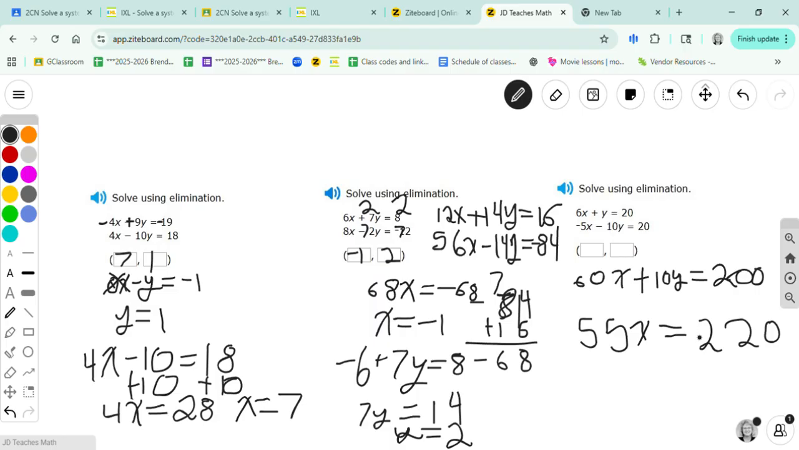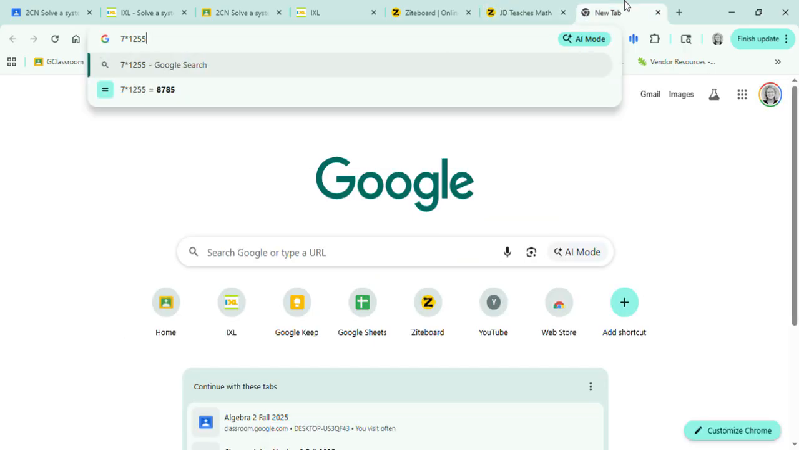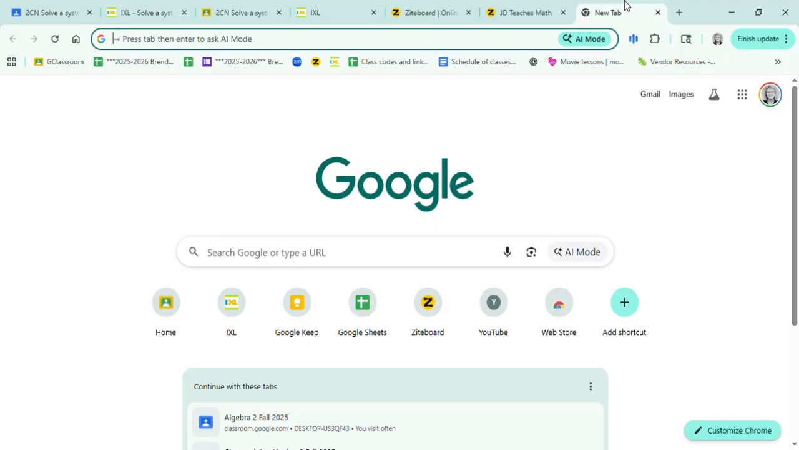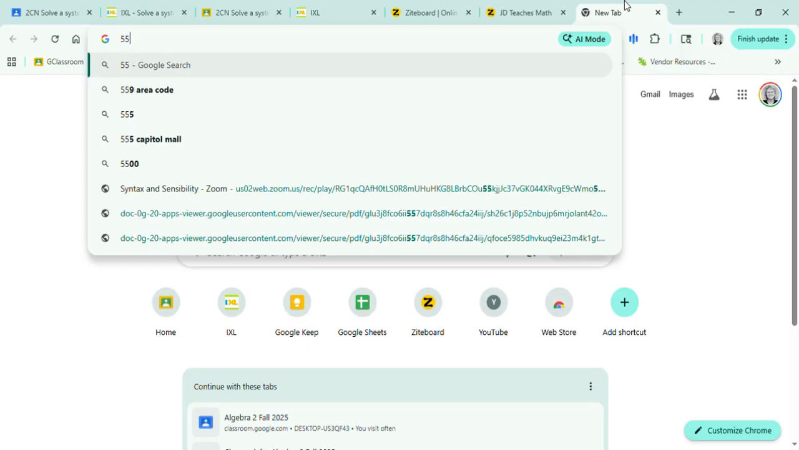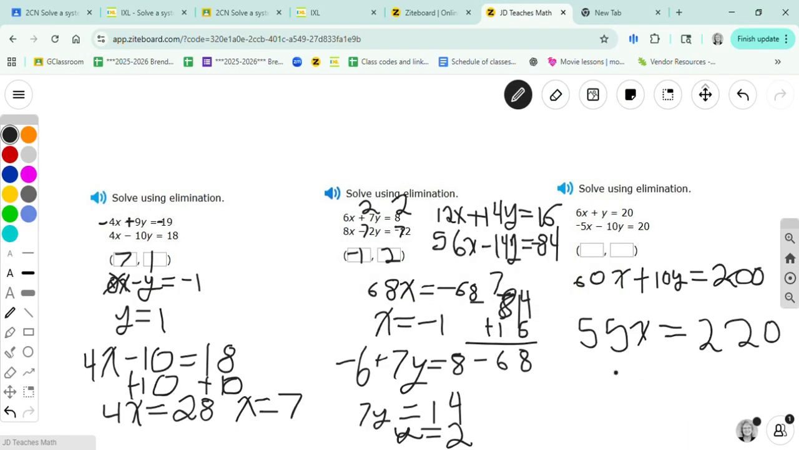I'm pretty sure this is a multiplication by 4. Let's verify that. 55 times 4, 220. I was right. So x equals 4.